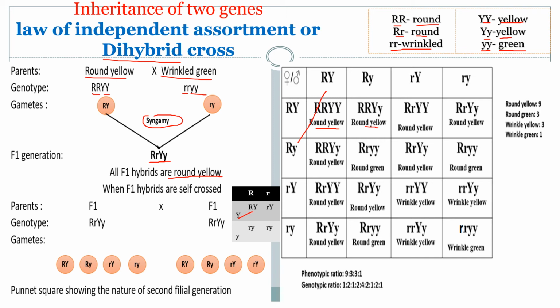You will get round yellow 9, round green 3, wrinkled yellow 3 and wrinkled green 1. So the phenotypic ratio was found to be 9:3:3:1, and the genotypic ratio is found to be 1:1:2:4:2:1:1. So this is called inheritance of two genes or law of independent assortment.